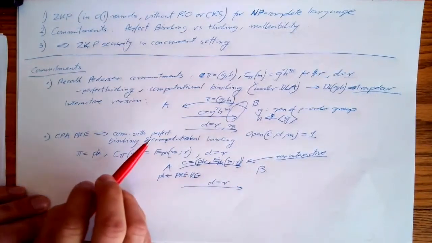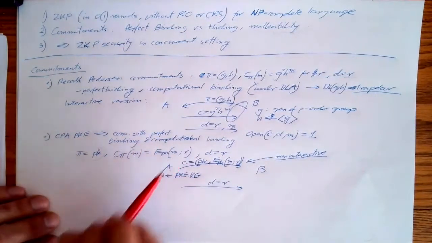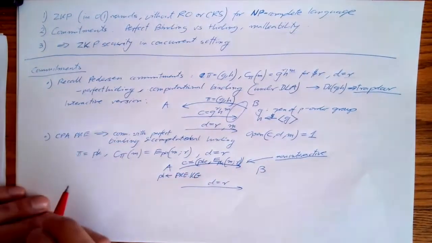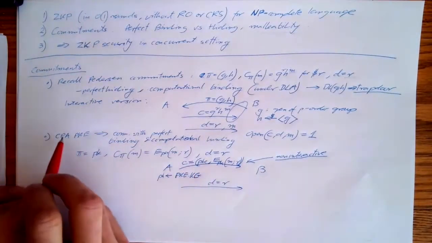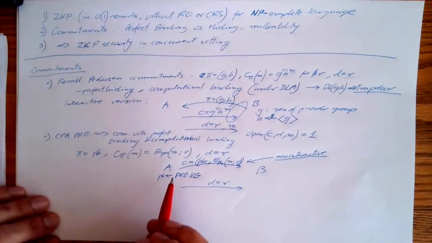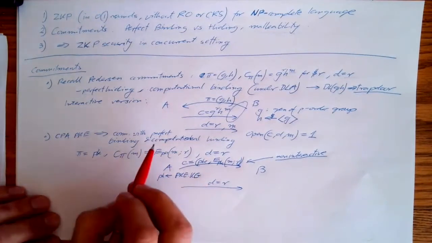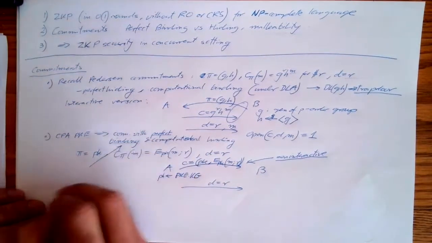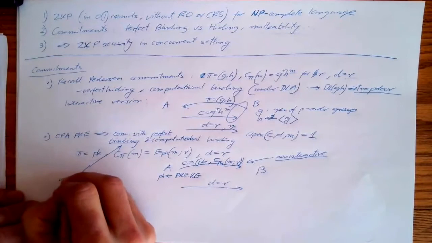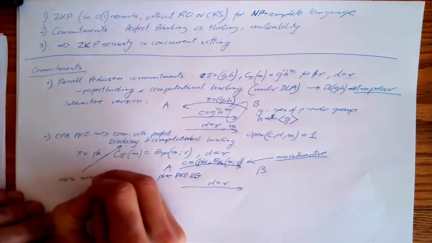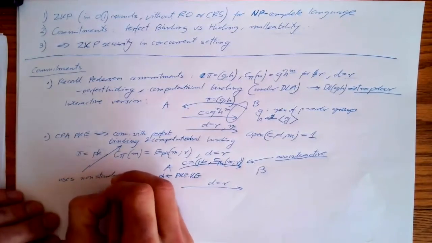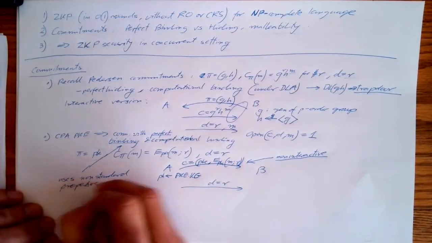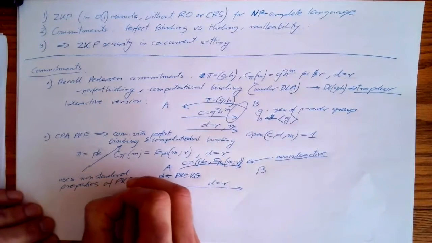It remains perfectly binding and computationally hiding. Well, that this is computationally hiding follows immediately from semantic security of encryption. It is perfectly binding. That part uses non-standard properties of the public key encryption.